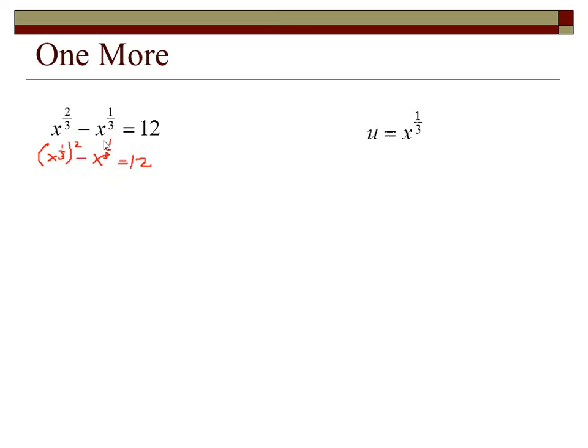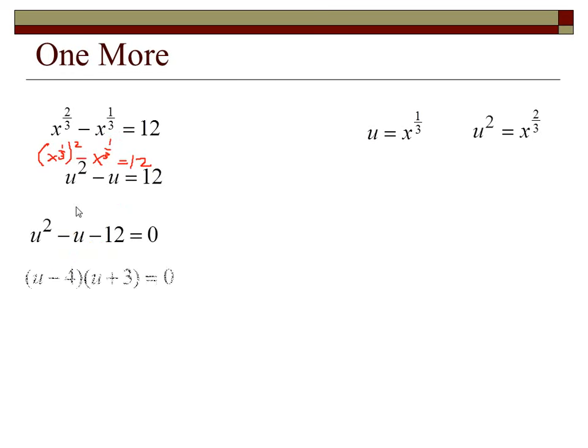So I'm going to let u equal x to the 1/3. Then u squared is going to be x to the 2/3. So now I've got u squared minus u equals 12. Subtract 12. You get u squared minus u minus 12 equals 0. This one factors to u minus 4, u plus 3. So I get u equals 4 and u equals negative 3.